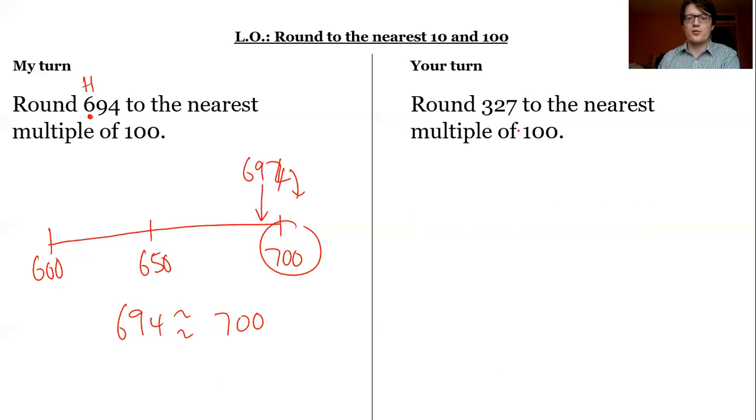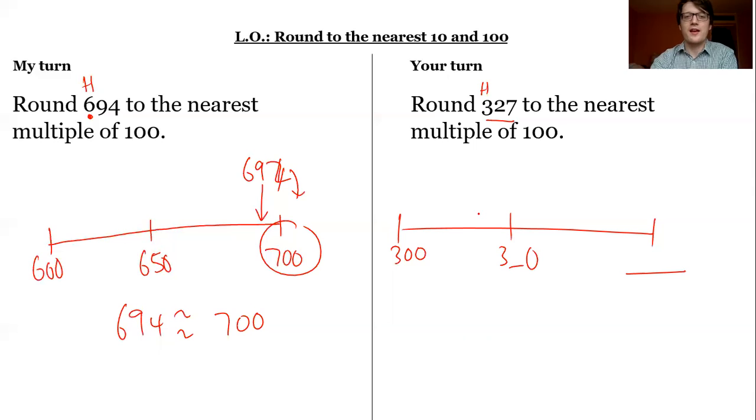You're going to have another go as well. Here's your number line. I'm going to round 327 again. Here, that 300 is going to be my lower multiple. What's my next multiple of 100? What's going to be halfway, 300 and something? Then put this on the number line and round it to the nearest multiple. So off you go. Pause the video now. Have a go.